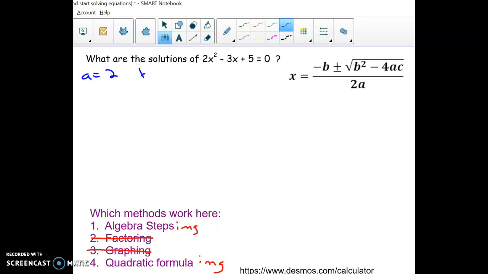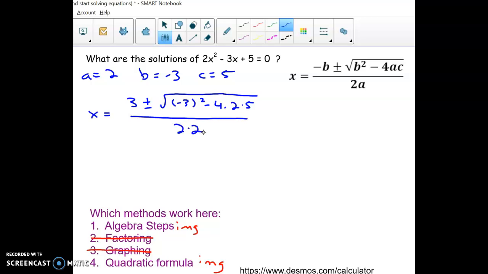All right, hopefully you had a chance to try it. A is 2, B is negative 3, and C is 5. So I'm going to write out my big formula here. I'm going to do the opposite of B, plus or minus the square root of B squared minus 4 times A times C. That's one giant check mark all over 2 times A. All right, and I always do this little check mark off on the side. So negative 3 squared, make sure you have the parentheses there. 4 times 2 times 5 is 40.